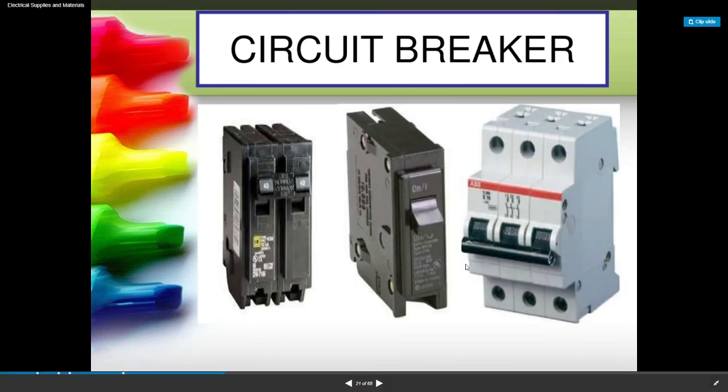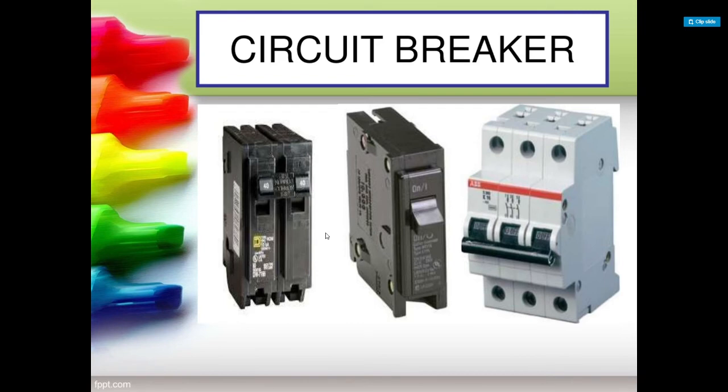Okay, so these are examples of a circuit breaker. So as you notice, there is an on and off here. So if the circuit breaker is turned on and then there is an overload or short circuit in the circuit, this one will automatically turn off so that your house will not be burned.